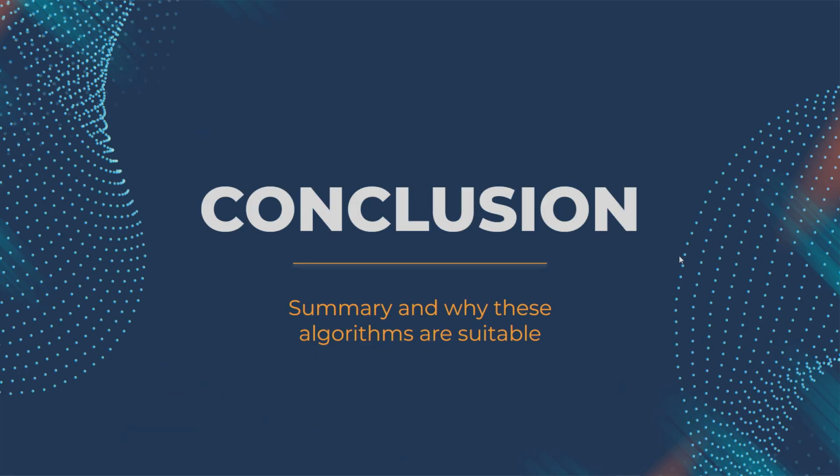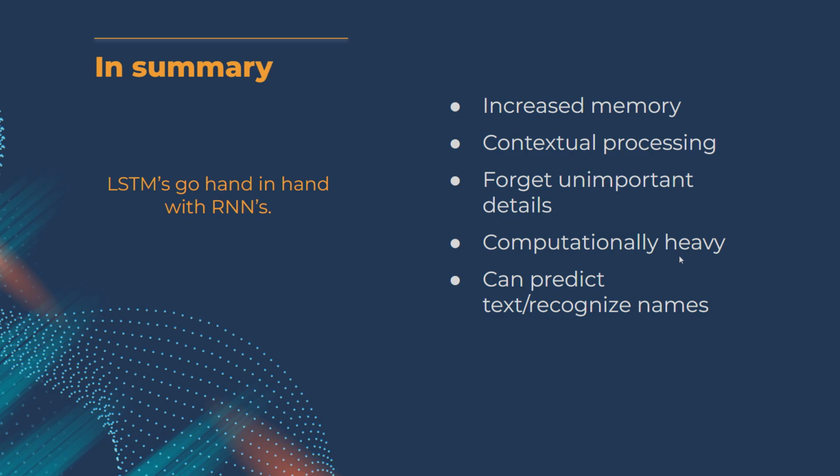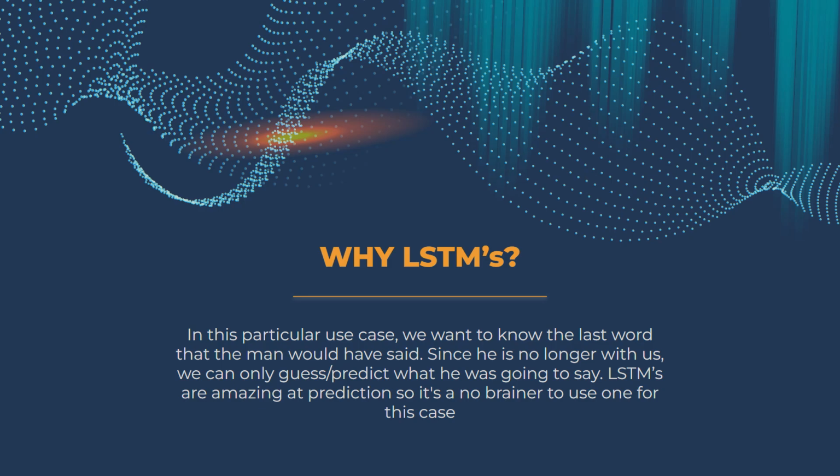So in conclusion, LSTMs go hand in hand with RNNs. They increase the memory, they increase contextual processing, they help forget unimportant details, but they are computationally heavy, and bidirectionals can predict text and recognize names. So why an LSTM in this specific use case? Well, here we wanted to know the last word that this man would have said. Since he's no longer with us, we can only guess or predict what he was going to say, and an LSTM is very good at prediction, so it's just about a no-brainer to use it.